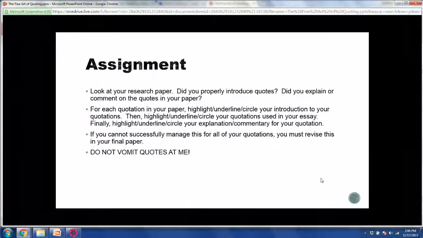That way you can see, and I like to color code it. For instance, I would highlight in yellow my introduction to my quote, I would highlight in pink my quotations, and I would highlight in blue the commentary. And then I have to see. As a general rule, you should have a whole lot more explanation and commentary than evidence. That should be the most that you have in your paper. If you cannot successfully manage this for all of the quotations you've used, you'll need to revise your paper.